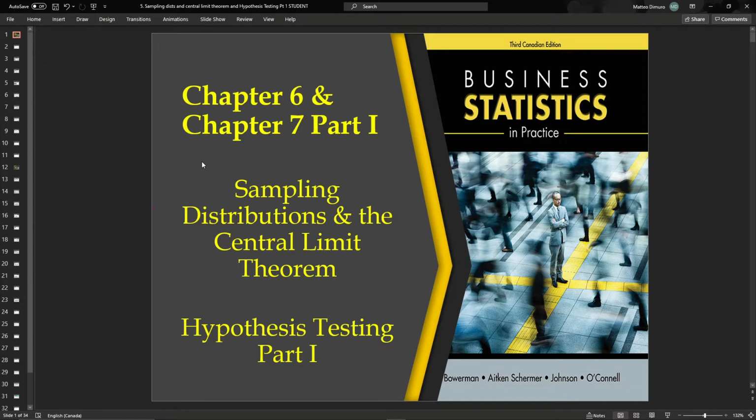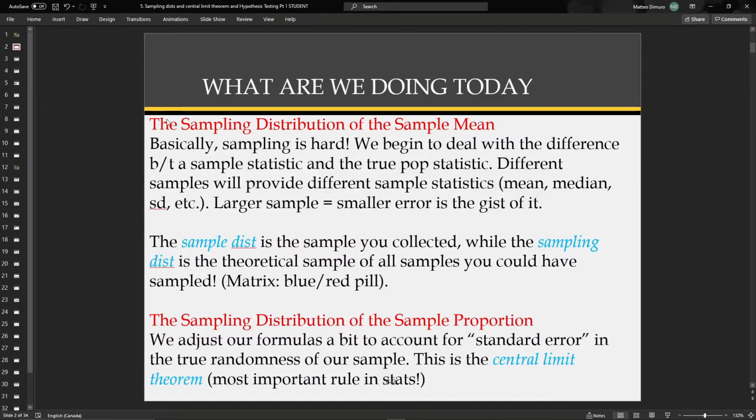Another set of notes to complete here. So we got two things on the docket today. We got Chapter 6, which is sampling distributions and the central limit theorem. That's a very important concept. And then we got an introduction to hypothesis testing. So let's take it away.